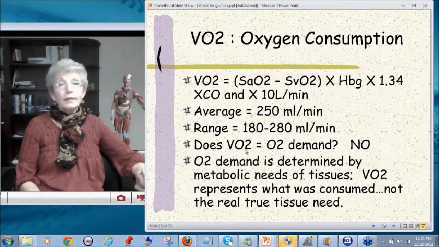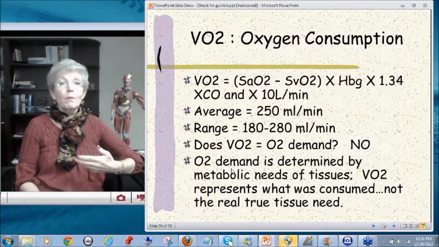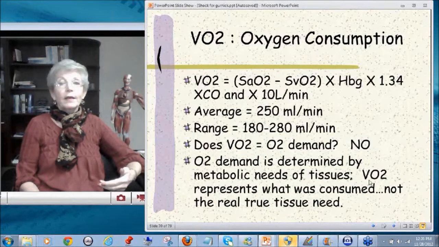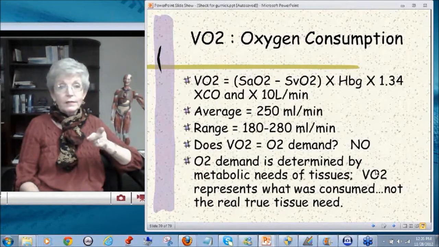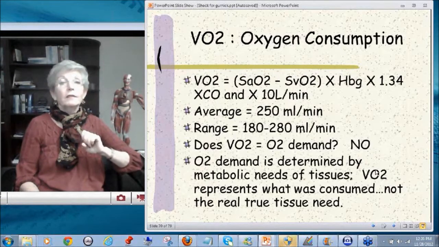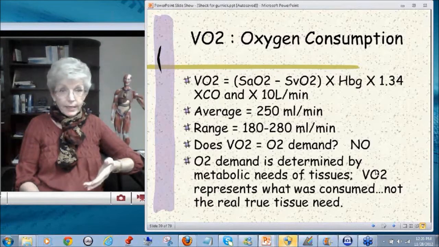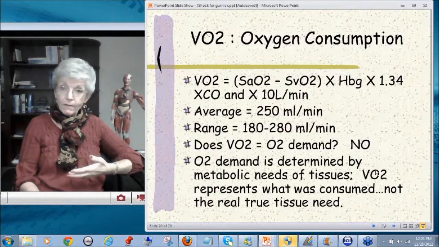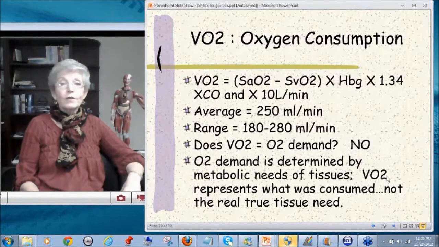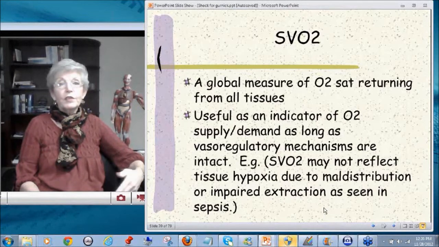But does oxygen consumption equal oxygen demand? The answer is no, because the demand is determined by what the tissues need, what their metabolic need is. But the consumption is only what they did get. And remember, there's maldistribution of flow, and there's impaired utilization of the oxygen that's even there. So it's not really telling you. It's telling you what was consumed, but not the true tissue need. So what can we look at?